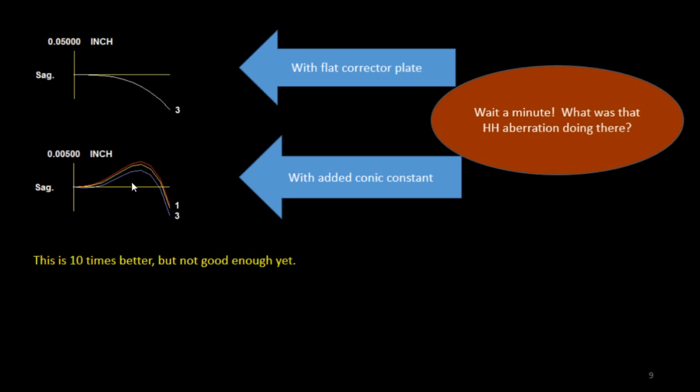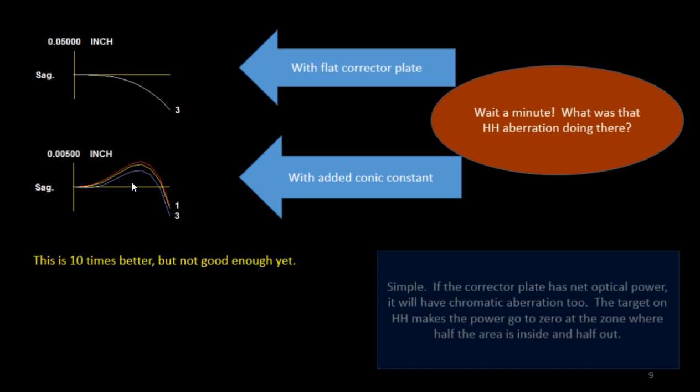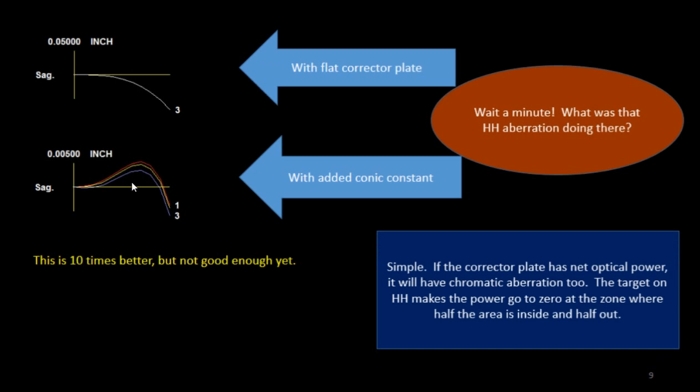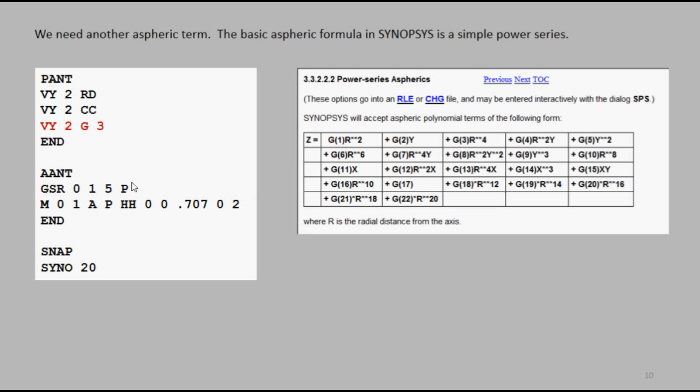Let's back up. What was that HH aberration doing there? Well, it's simple. If the corrector plate has net optical power, it will have chromatic aberration too. The target on HH makes the power go to 0 at the zone where half the area is inside and half out. We need another aspheric term.